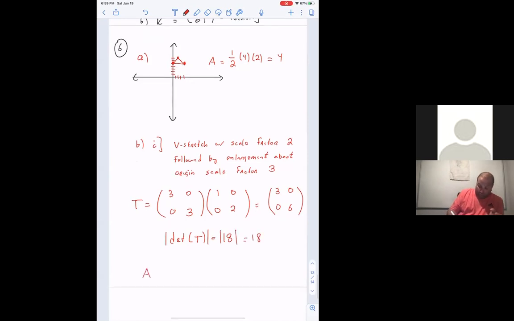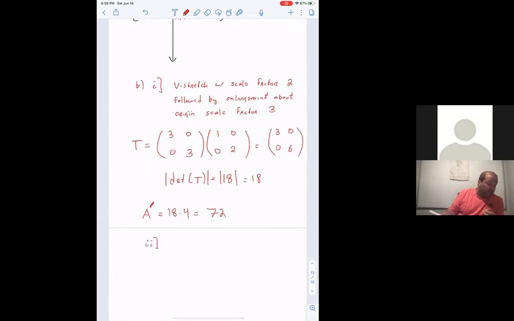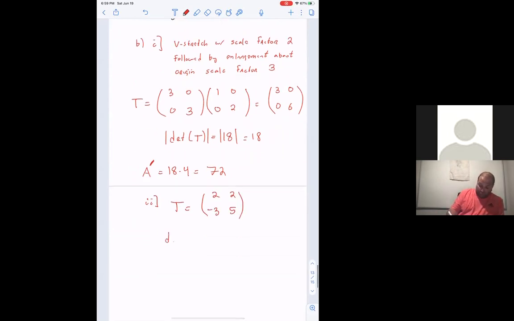So the new area, and do they have a symbol for it? No, they don't. So we'll just say area prime. The new area is 18 times the old area. So the new area is 72. If instead I did just this transformation matrix, they don't tell me what this is. It's just some transformation matrix. Then what is the determinant of T? It's 10 minus -6, or 16. And therefore the area is 16 times 4, which is 64.